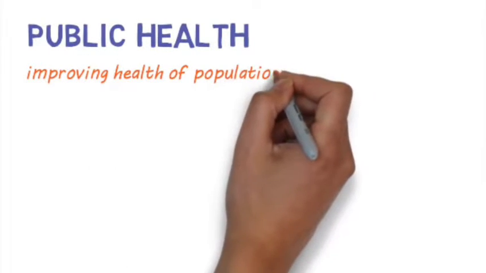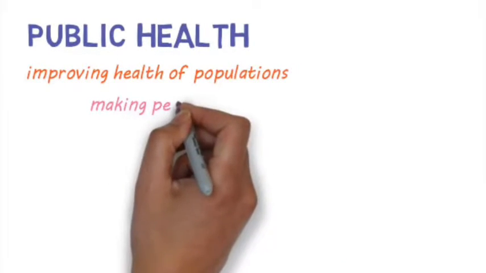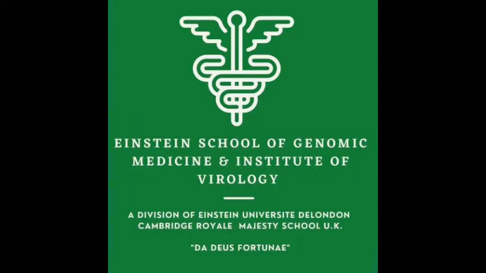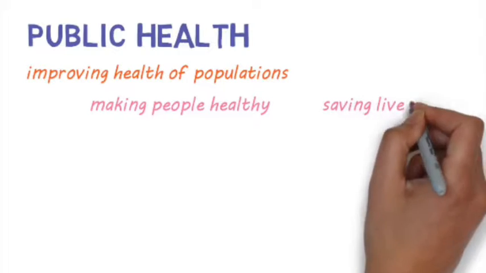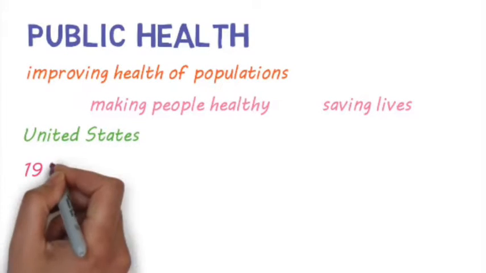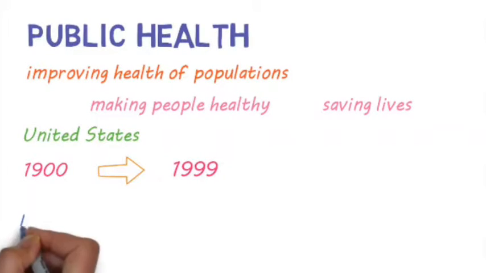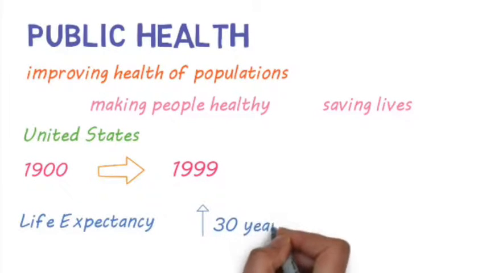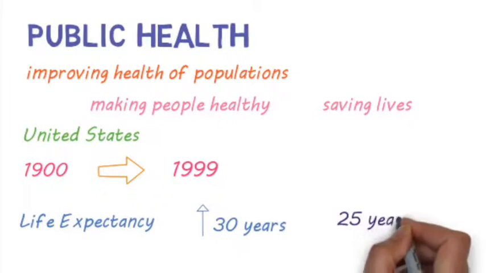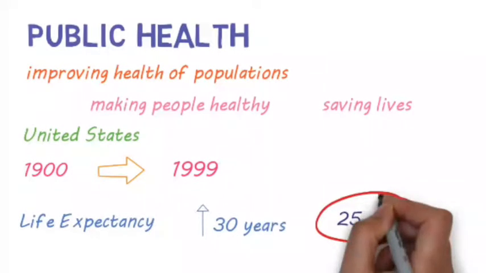Public health has made a significant impact on the health of populations, making people healthy and saving lives. For example, in the United States, between 1900 to 1999, people's life expectancy has increased by over 30 years. Did you know that 25 of these extra years gained are due to public health interventions?